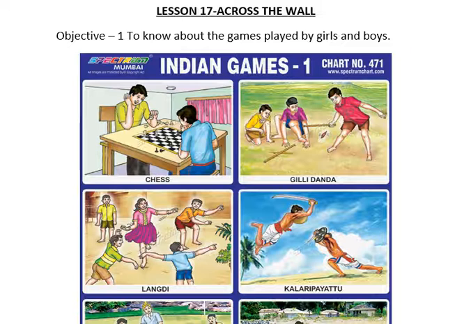Okay, now our first objective, as shown on the screen, is to know about the games played by girls and boys. For this, a teacher can use a chart of different games or different sports and set an open discussion in the class. In the end, a teacher can conclude that some games are favorites of boys and some are of girls. And there are very few games which both girls and boys like and play together.